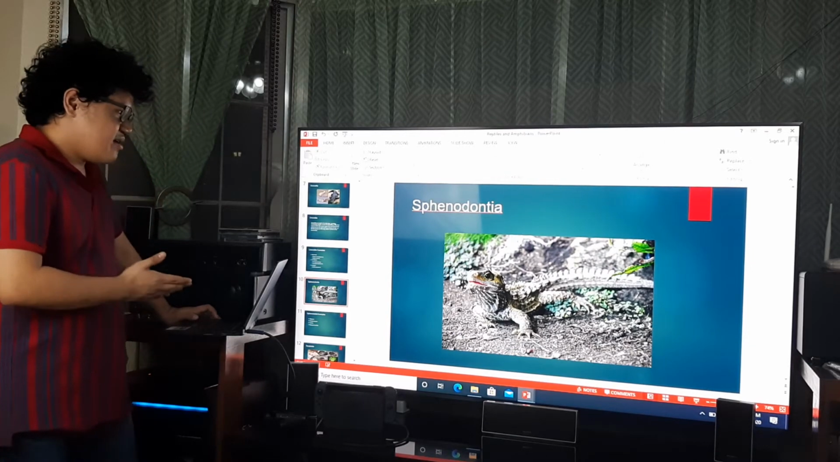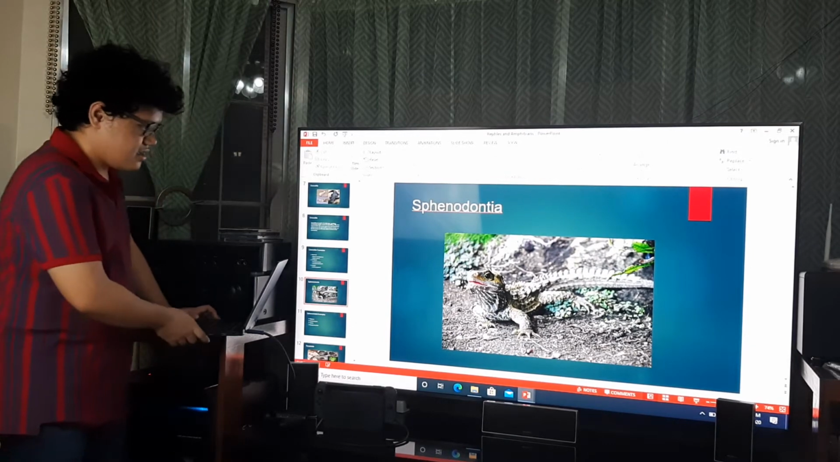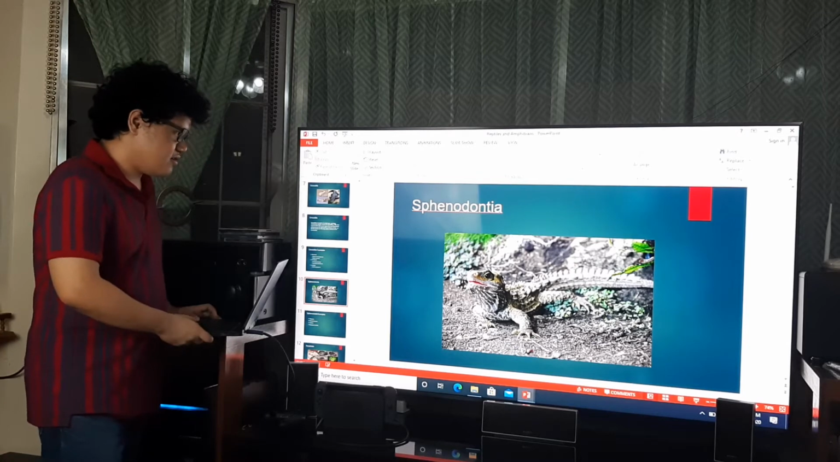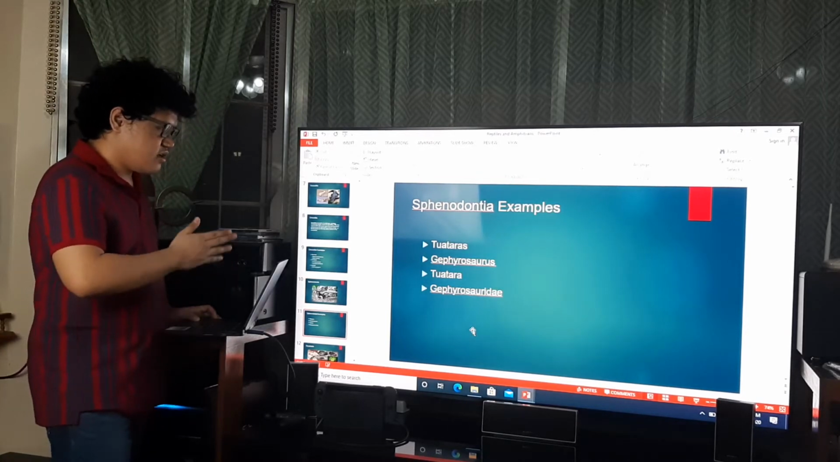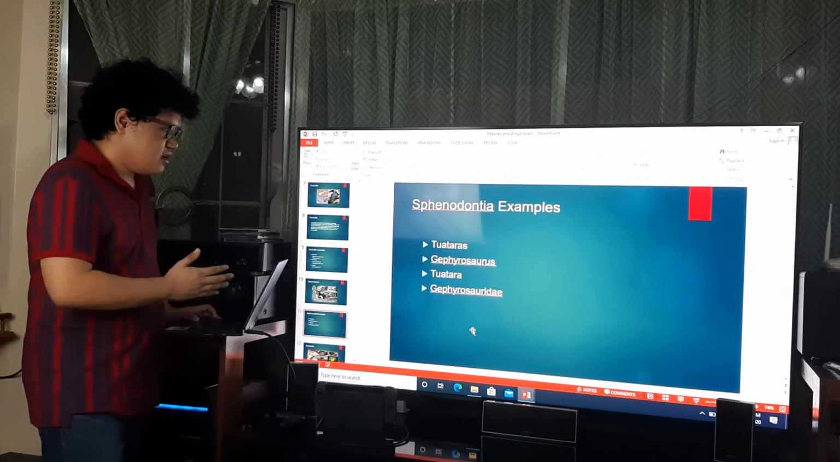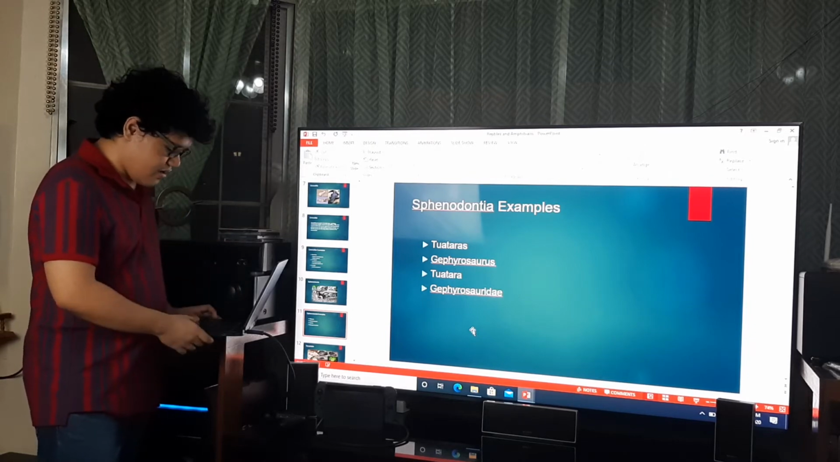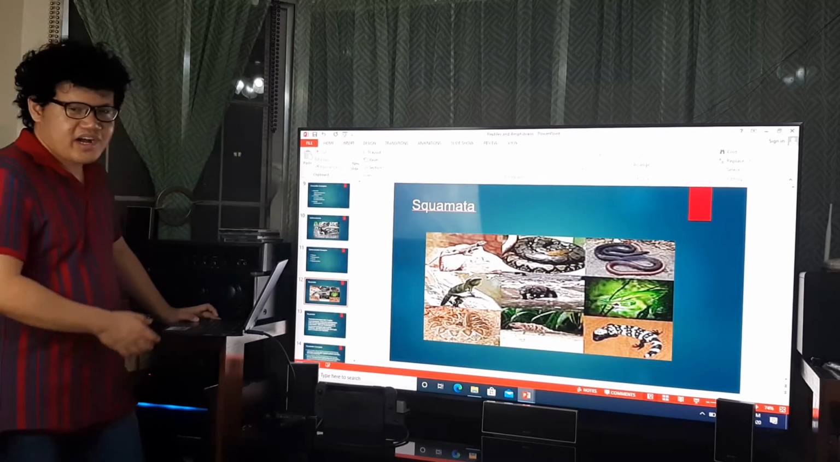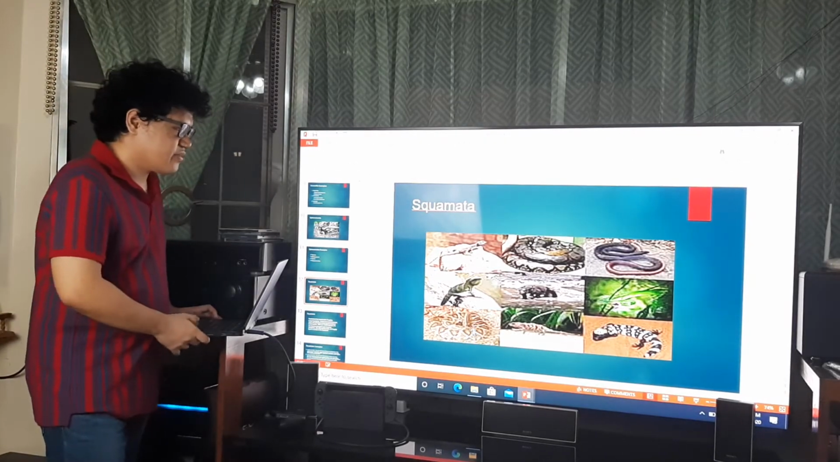And this is an example of Sphenodontia, which is like a lizard also, which includes Tuataras, Gephyrosaurus, Tuatara, and Gephyrosauridae. And Squamata, which includes lizards and snakes.